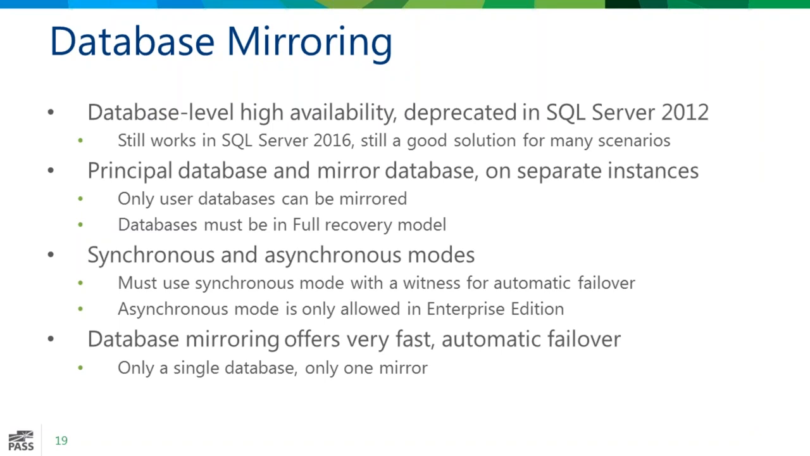So until that happens, database mirroring is still going to work just like it always has. And with database mirroring, you have a principal database and a mirror database that are on separate instances. And only user databases can be mirrored. You can't mirror your system databases. And all your databases have to be in full recovery model at all times. You can't switch to bulk logged occasionally, for example.